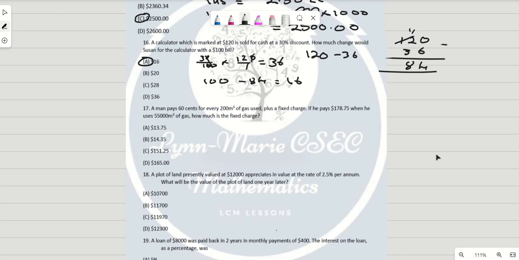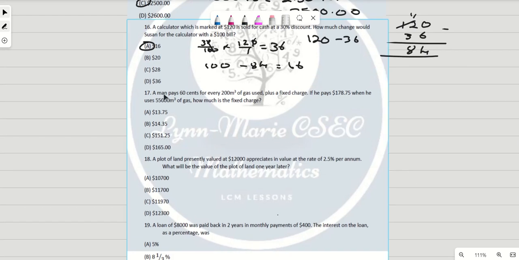Right, 17, a man is paid. This question comes up so much, but they change it around a little bit. What would I ask?